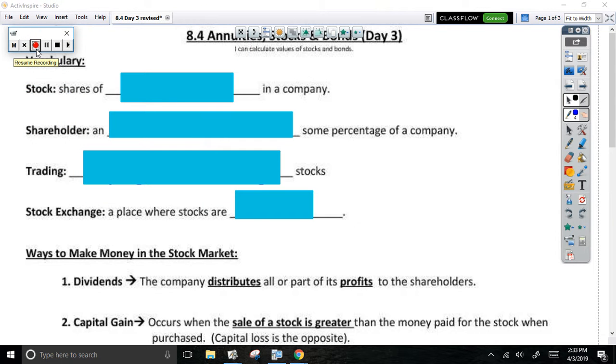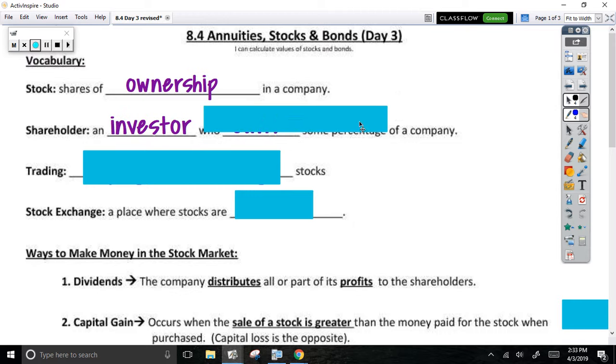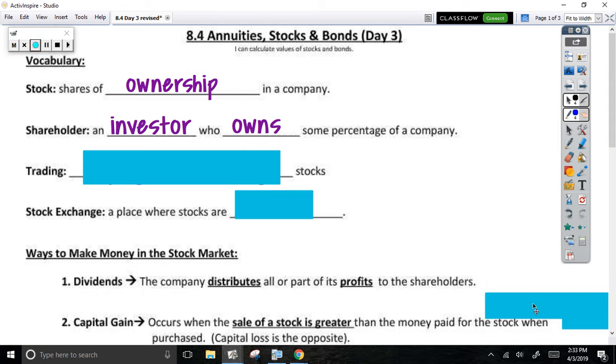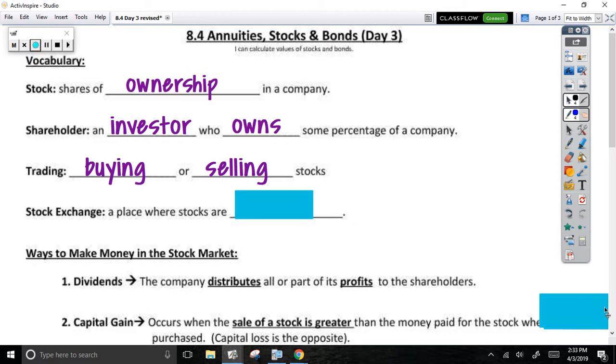Alright guys, today we're going to be looking at some stock market terms and also some bond terms and how to read a stock table. So first of all, a stock is a share of ownership in a company. A shareholder is an investor who owns some percentage of a company. Trading is buying or selling stocks at the stock market. And the stock exchange is a place where stocks are traded.